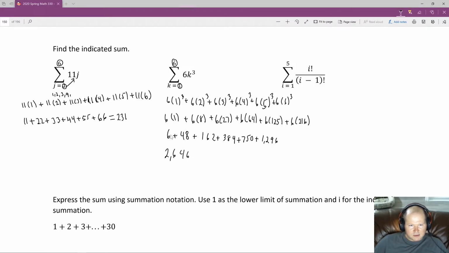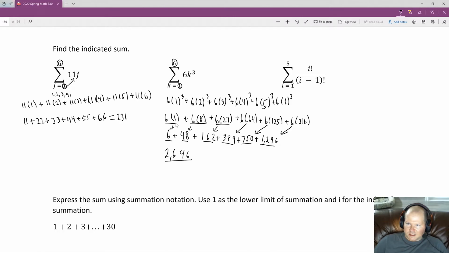All right, so 6 times 1 is 6. 6 times 8 is 48. 6 times 27 is 162. 6 times 64 is 384. 6 times 125 is 750. 6 times 216 is 1,296. 6 plus 48 plus 162 plus 384 plus 750 plus 1,296 is 2,646.